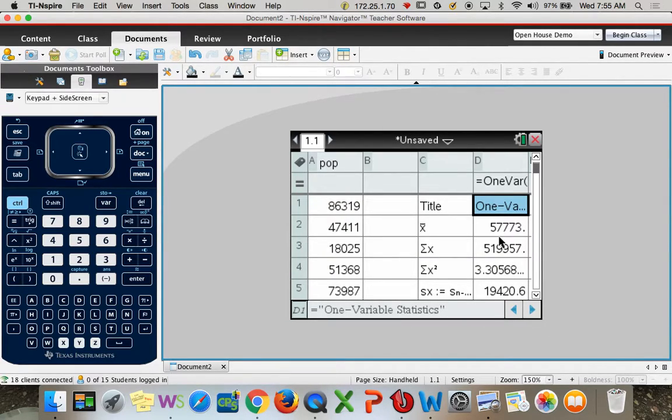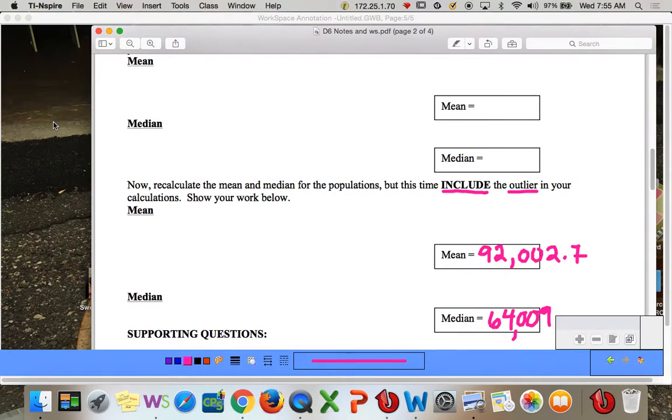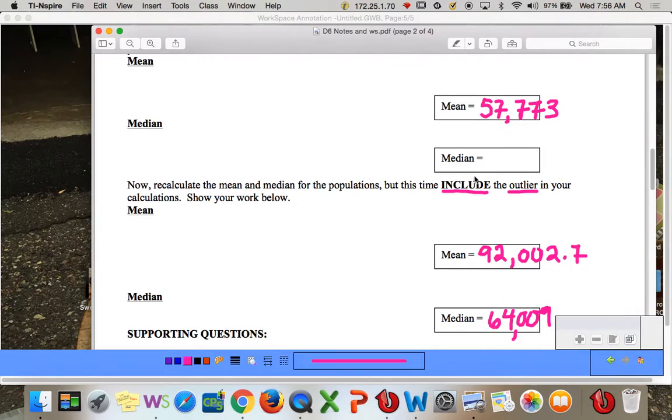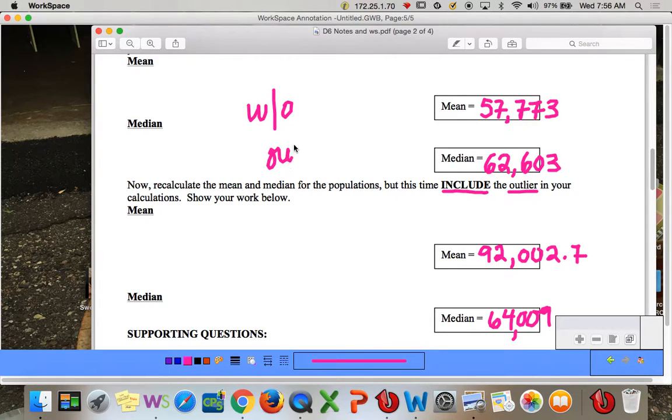Here's our new average, 57,773. I'm going to write that in. 57,773, and our new median, new middle number, will change, of course. It's 62,603. All right, so this is without the outlier, and this is with the outlier.